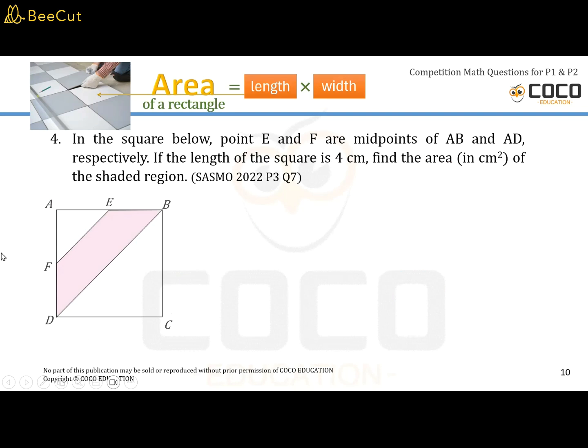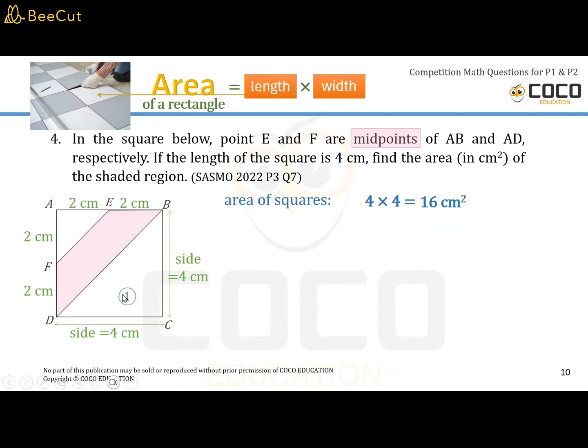Now let's hold this concept and try question number 4. The side of the square is 4 centimeters long, and E and F are midpoint. Midpoint means it's the middle of the side. So each is 2. The question asks you to find the area of the shaded region. So we can find the area of the square immediately, which is side times side. So 4 times 4 equals 16.